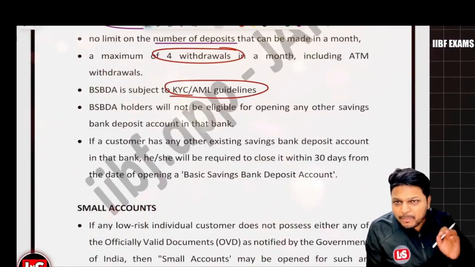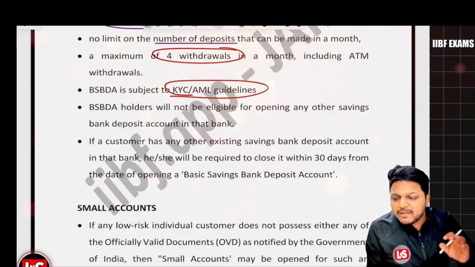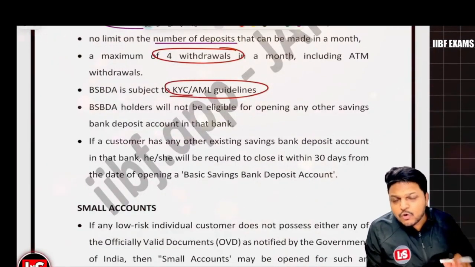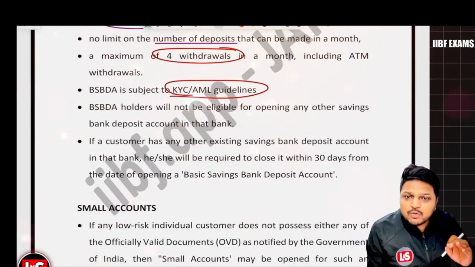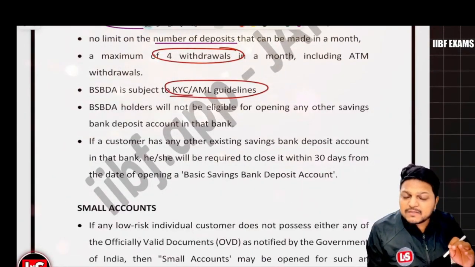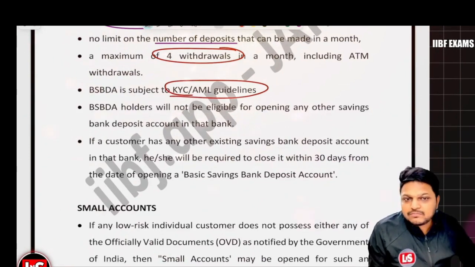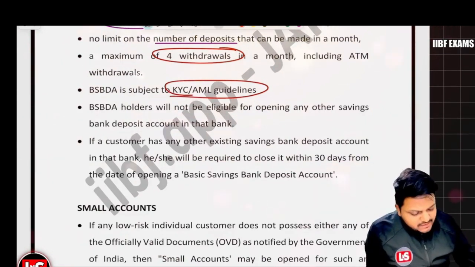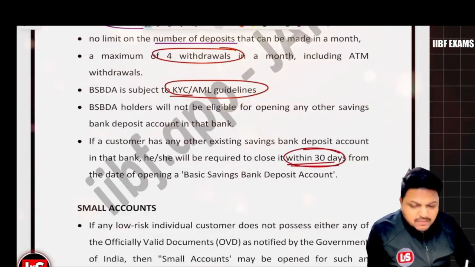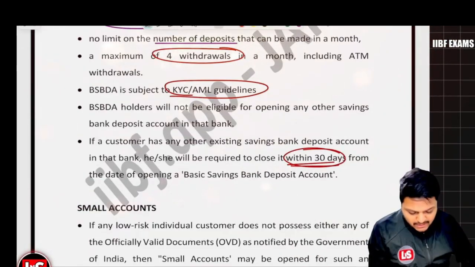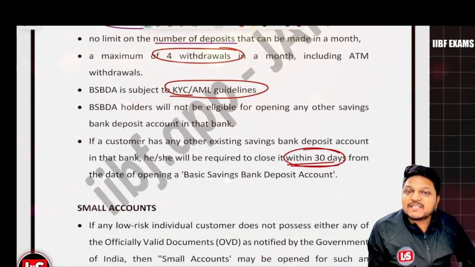Let's say if you have opened the saving account in the bank and further you have also opened a BSBD account, then in the next 30 days, you have to close the previous saving account. You have to close the previous saving account and that would be done. That it has to be done within next 30 days, right? So that's about the BSBDA.